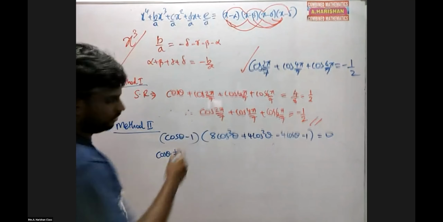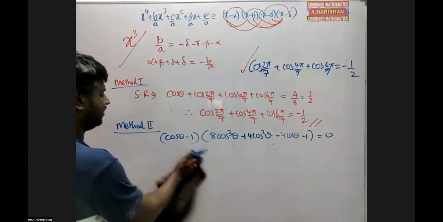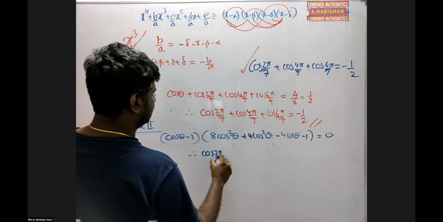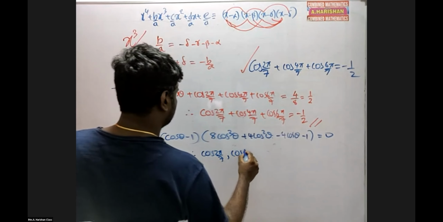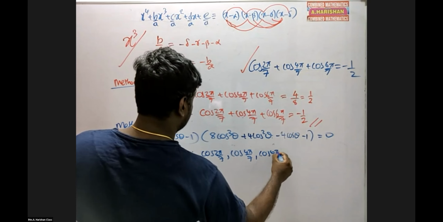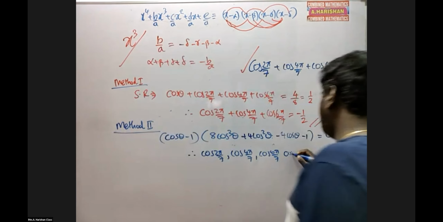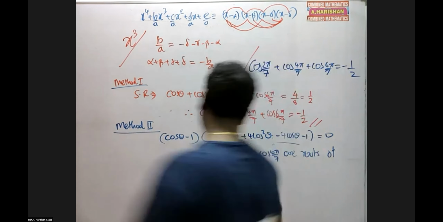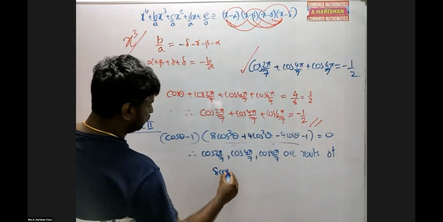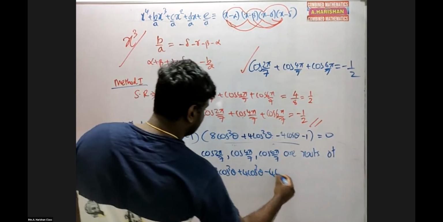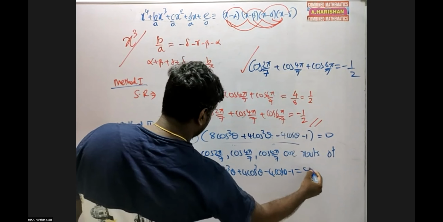Okay, so you can write cos theta not equal to 1, or you can just say cos 2 pi by 7, cos 4 pi by 7, cos 6 pi by 7 are roots of this equation. So 8 cos cube theta plus 4 cos square theta minus 4 cos theta minus 1 equals 0.